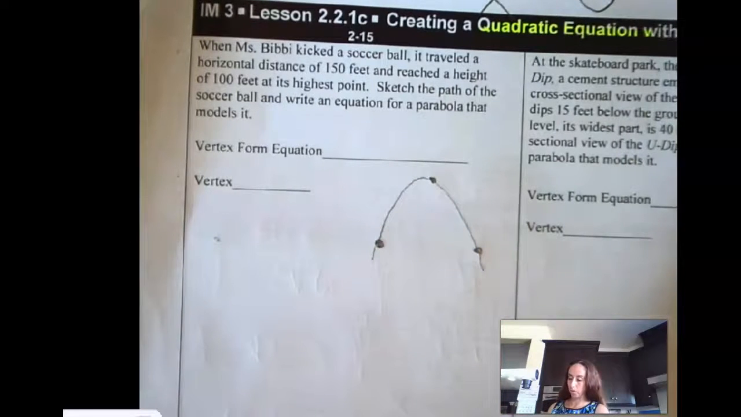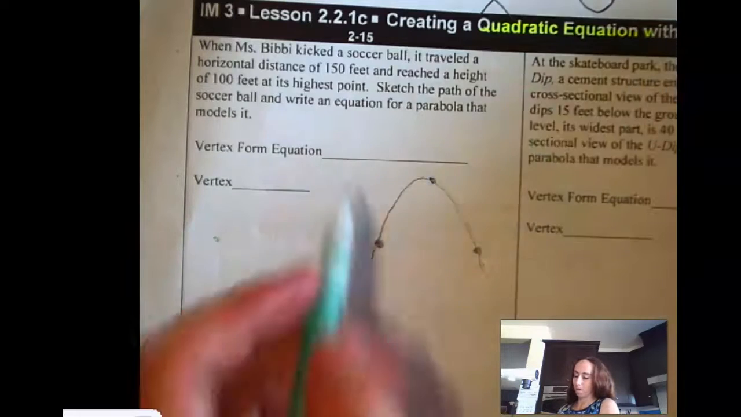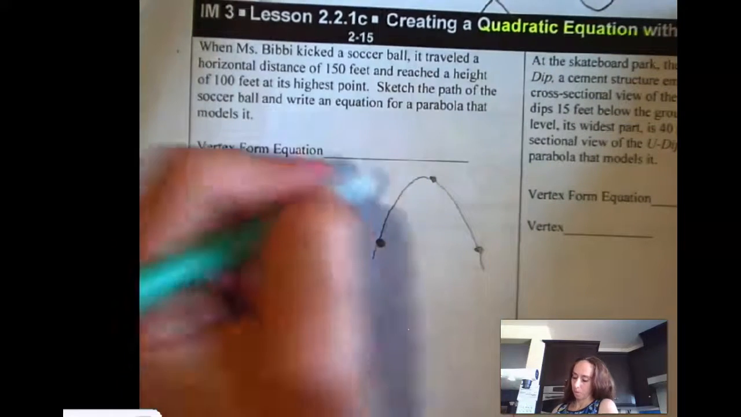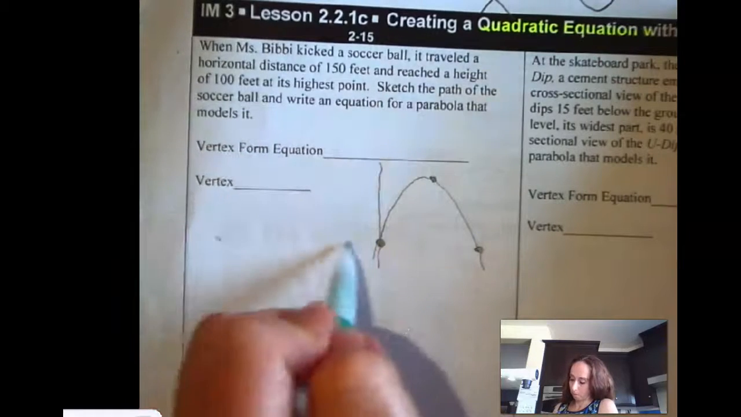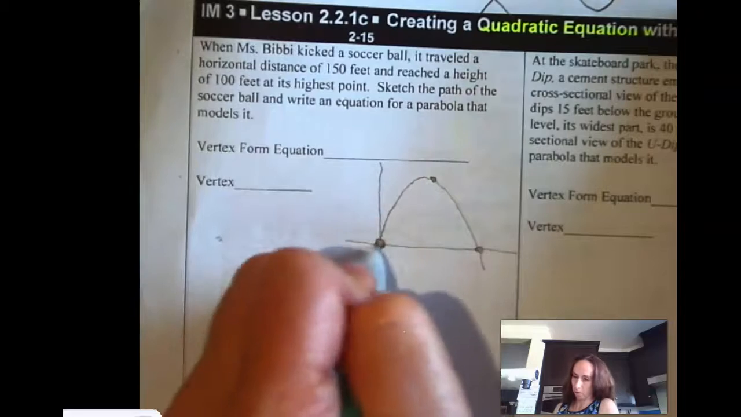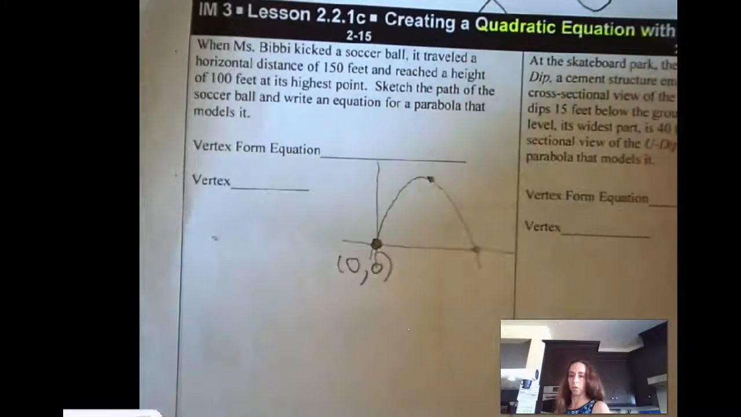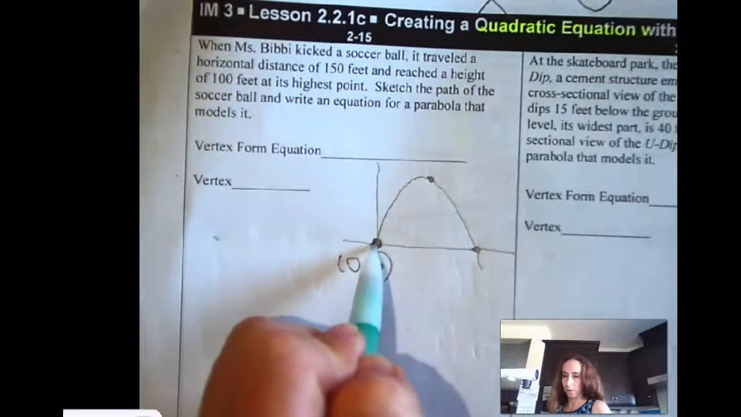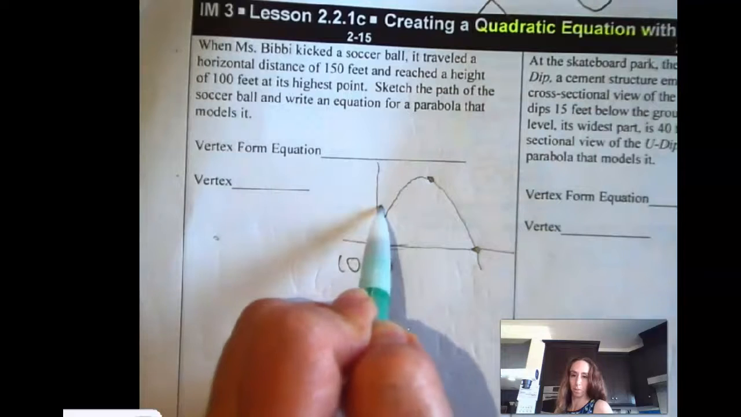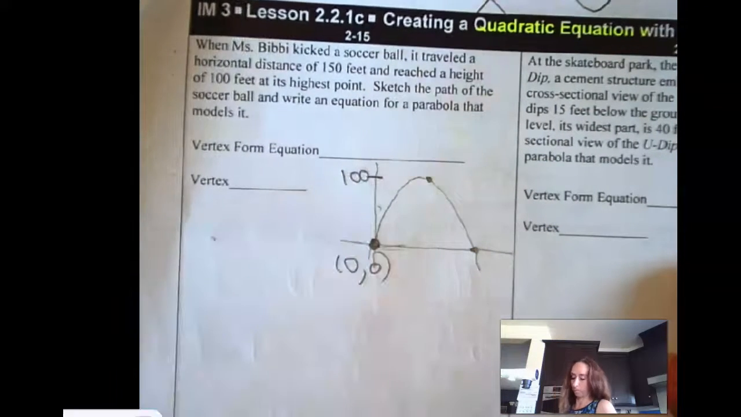But then they want you to create an equation. Well, I don't have an equation. If I don't have points, I don't have an equation. So there's going to be an imaginary graph here. And I want you to think about this. That's the x and y axis. If I start here, that's 0, 0. That's where the soccer ball starts. It's literally on the ground. It hasn't gone anywhere, so it's on the ground horizontally and it's not going up. And then it goes up and up and up all the way to 100.